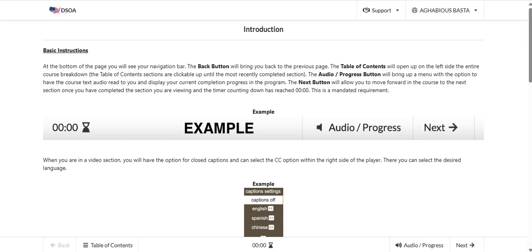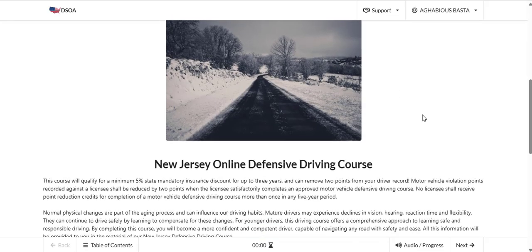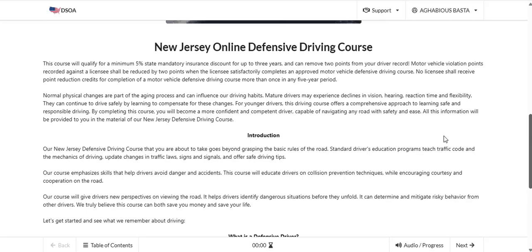Example. New Jersey Online Defensive Driving Course. This course will qualify for a minimum 5% state mandatory insurance discount for up to 3 years, and can remove 2 points from your driver record. Motor vehicle violation points recorded against a licensee shall be reduced by 2 points when the licensee satisfactorily completes an approved motor vehicle defensive driving course.